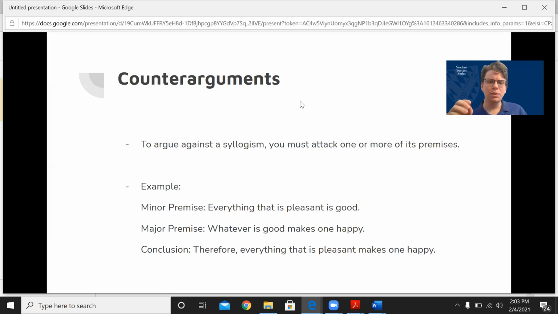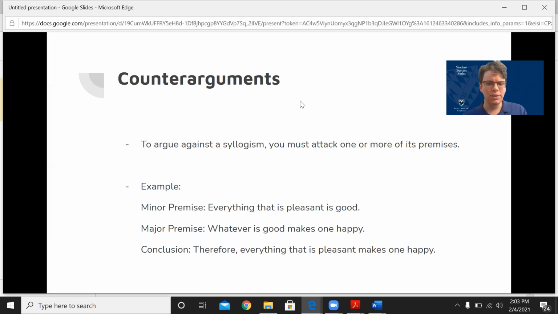You must instead disprove their conclusion by attacking one or both of the premises. Doing so will tear the foundations from their argument. So let's look at this example argument. This is the one that we want to tear down. The minor premise is everything that is pleasant is good. Major premise, whatever is good makes one happy. So now we see a little bit of overlap there. Conclusion follows, therefore, everything that is pleasant makes one happy. So it's a valid argument, but let's see how we might be able to attack this.